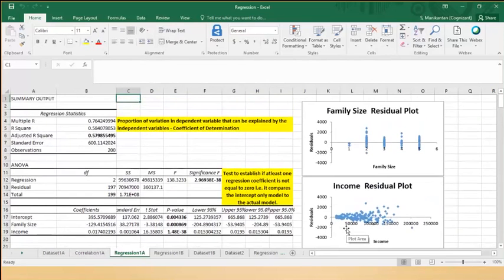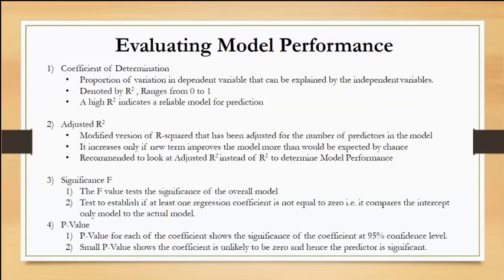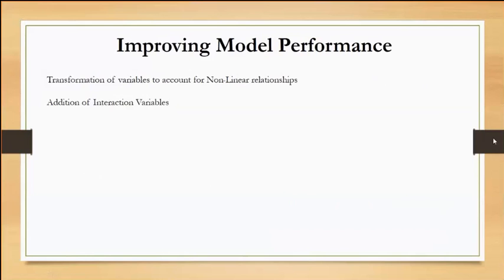So before going into that, let us look into a couple of ways by which we can improve the performance of a regression model. So the first method is transformation of variables to account for non-linear relationships. The second one, addition of interaction variables. Okay, how do you transform the variables? So you either take a natural logarithm of x or a natural logarithm of y or square root of x or square root of y and include this field in the model building.